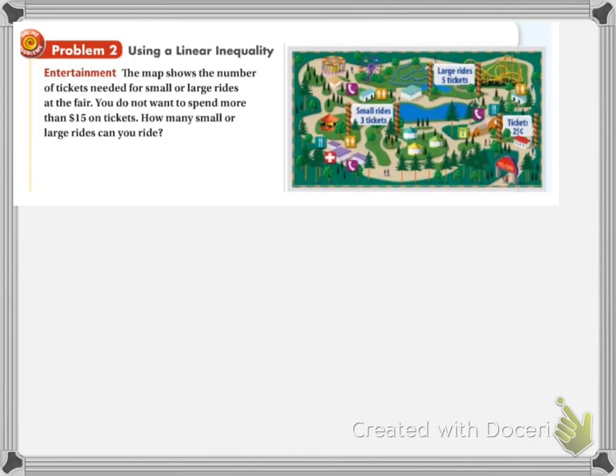Okay, the map here shows the number of tickets needed for a small ride and the number of tickets for large rides at the fair. You do not want to spend more than $15 on the tickets. How many small or large rides can you ride? Well, first decide how many tickets you're going to have. And it says right here that the tickets are 25 cents apiece. So to tell how many tickets you're going to be able to get, $15 divided by 25 cents per ticket is going to be 60. So you get 60 tickets.